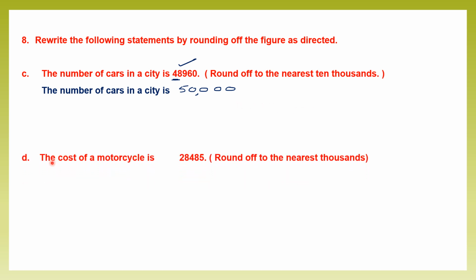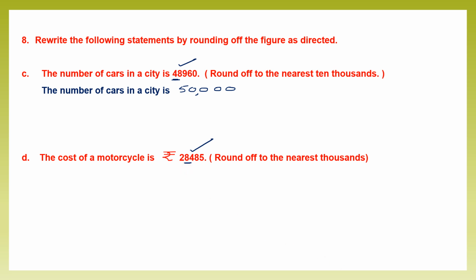Next one. The cost of a motorcycle is 28,485 rupees. Round off to the nearest thousands. So let's underline the digit in the thousands place. So here we have ones, tens, hundreds, thousands. So 8 is in the thousands place. Next step is to look at the digit to the right of it. The digit there is less than 5. That means 8 will not change. It will remain as it is.